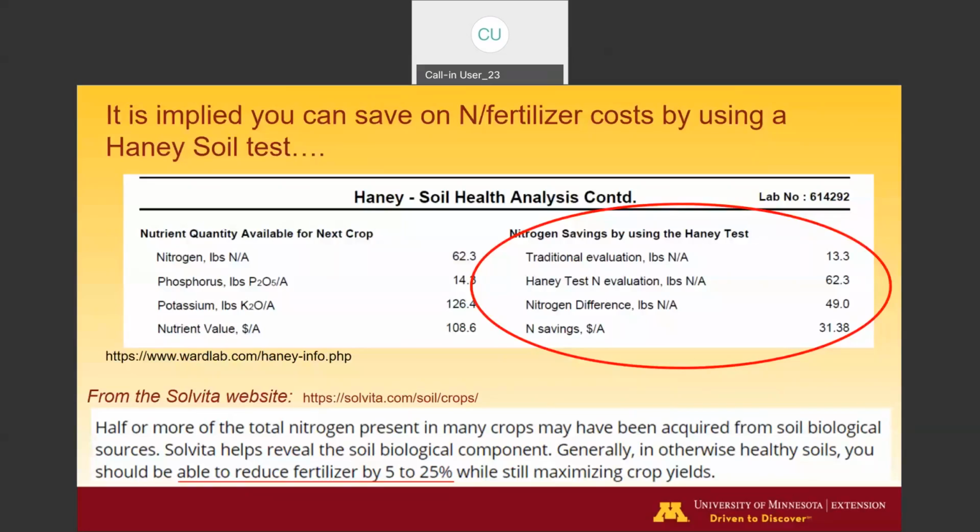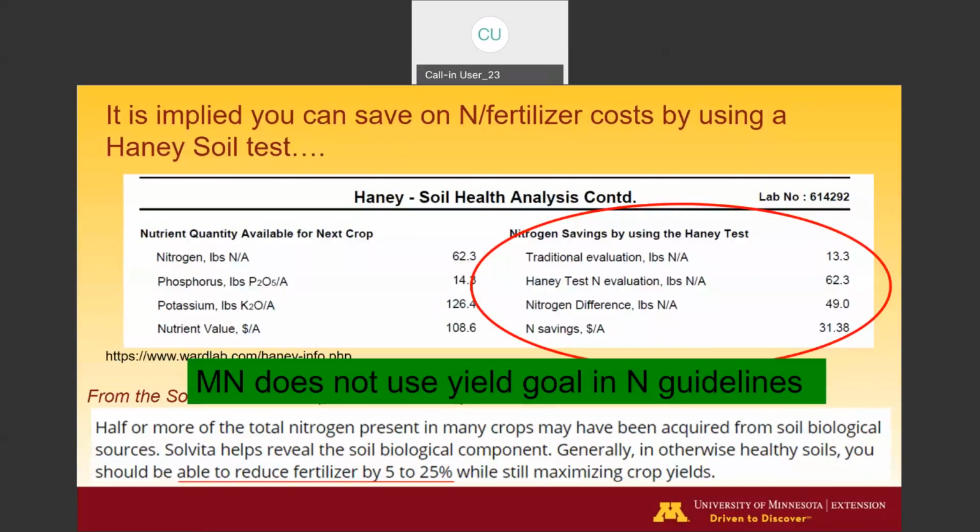I was also hearing from people that they wanted to use the Haney test to help fine-tune their nitrogen guidelines. So of course that really piqued my interest, being a crops educator, because I know that changing N application rates can really have a dramatic impact, for example, on corn yield and ultimately your bottom line.